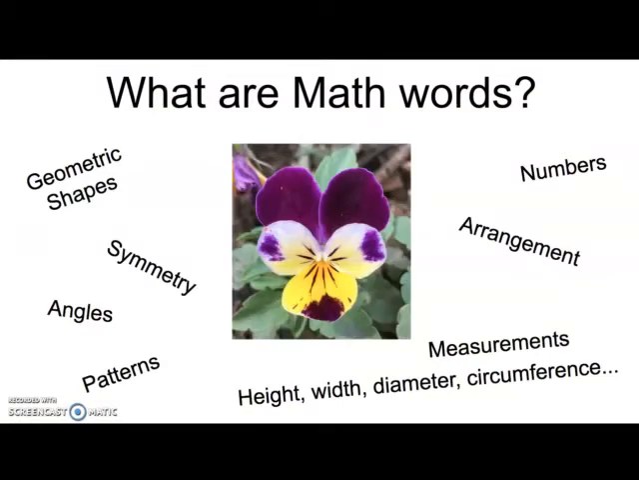Well, they can be anything from geometric shapes. We could use circles, squares, rectangles, pentagons, any shape that you can see in the flower. You can talk about the symmetry of the flower. Does it have mirror symmetry, radial symmetry? What types? What angles do you see? You could actually measure some of the angles with a protractor if you'd like.